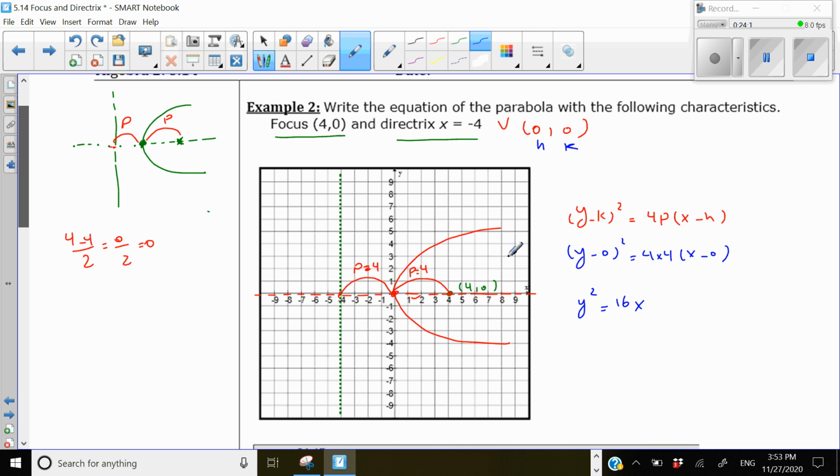If your equation is looking to the left or right, now all we need to do is to write that as x equal to something. So I'm just going to divide both sides by 16. Then x will be 1 over 16 times y squared. So that's the equation of my parabola here.